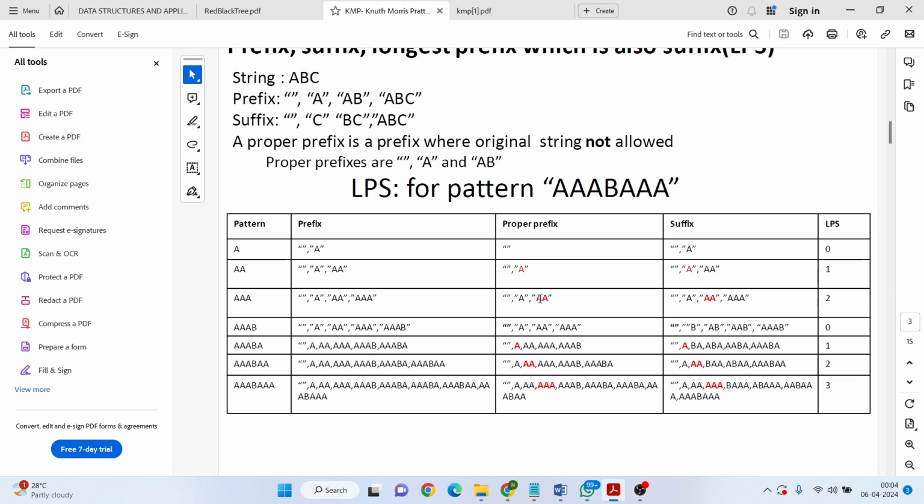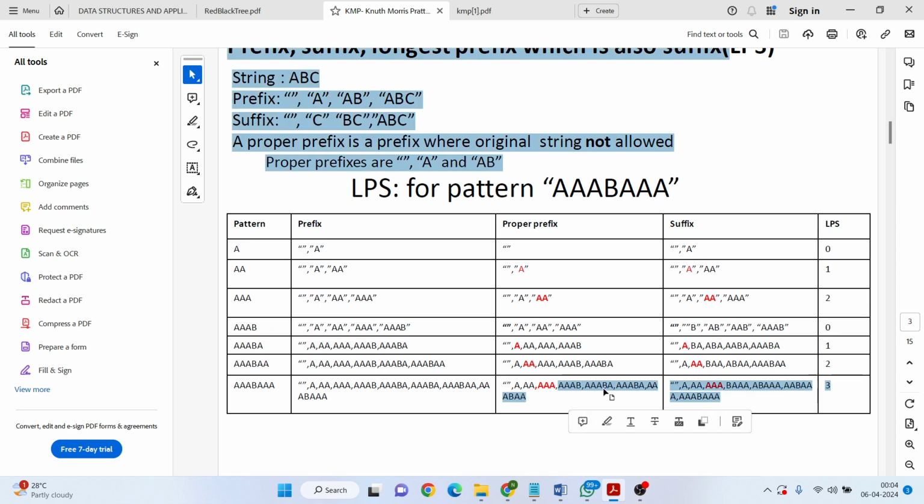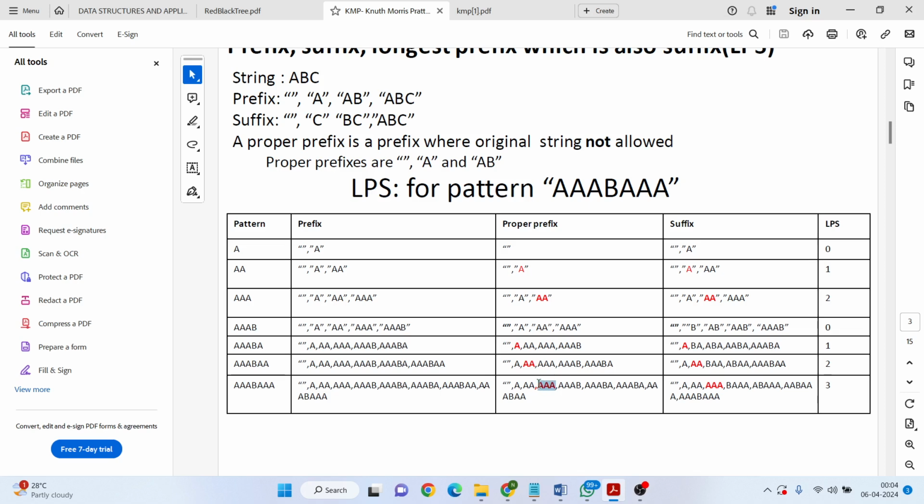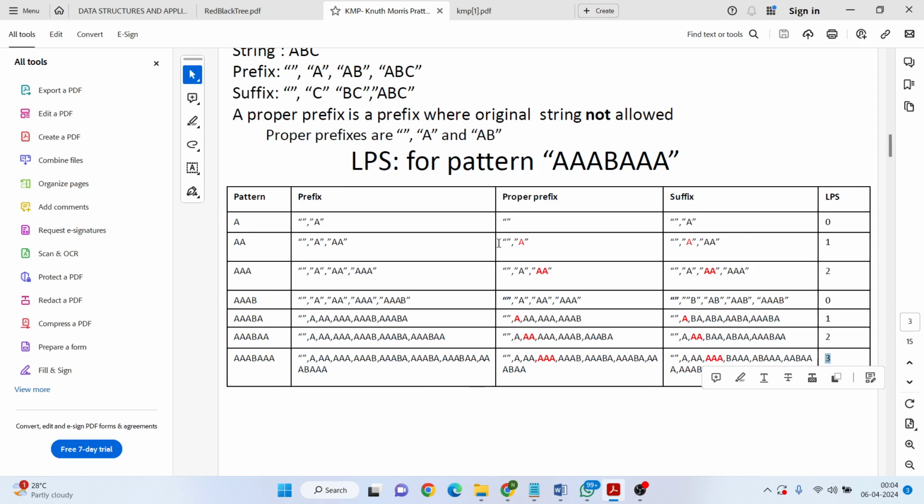Null and A are common. A is the longest string which appeared in both columns, so its length is 2. We'll take this example. Null appears here, A is there, A is there, A is there, and the rest of the things are not there. That is why this is the longest one, so its length is 3. So this is the LPS of this one. This is the manual method. Okay, this you can do only for the smallest string, but for a bigger string, what to do? For that we need the algorithm.